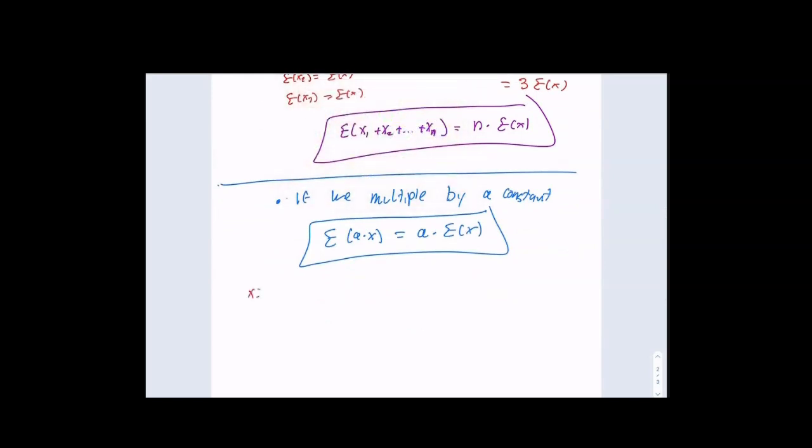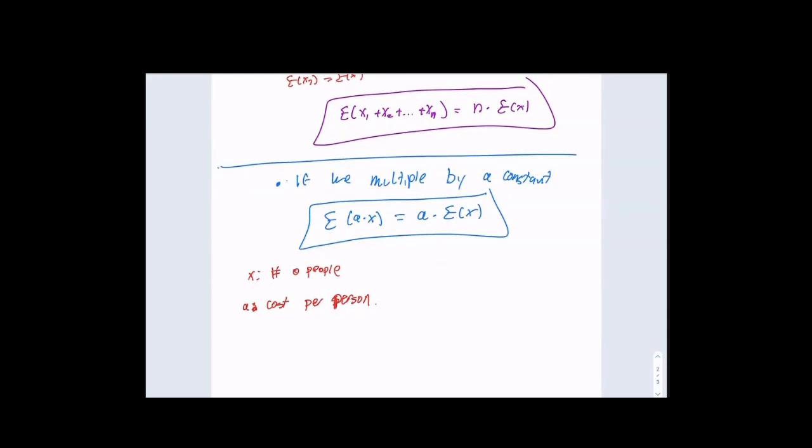For example, x represents some cost. So x represents number of people, and a represents the cost per person. Therefore, ax represents total cost, and that's what we have.